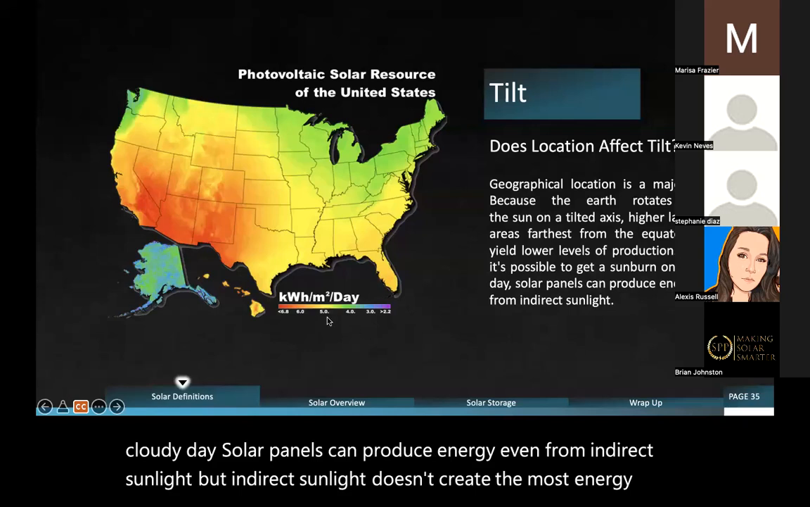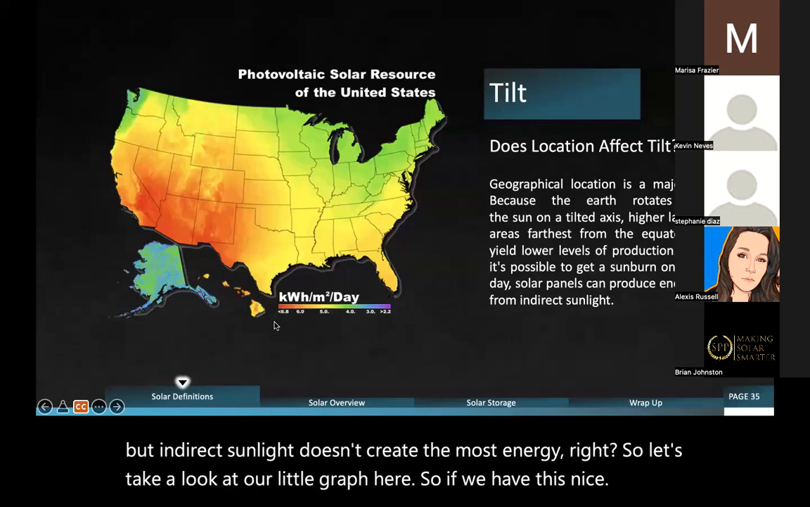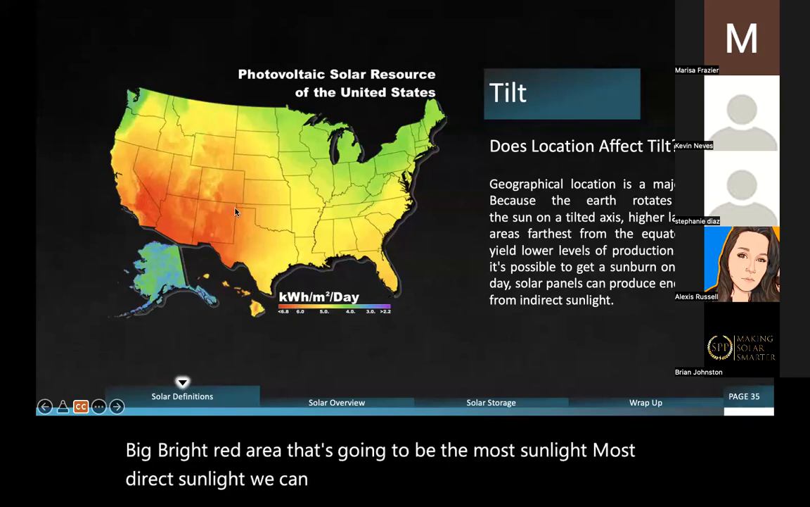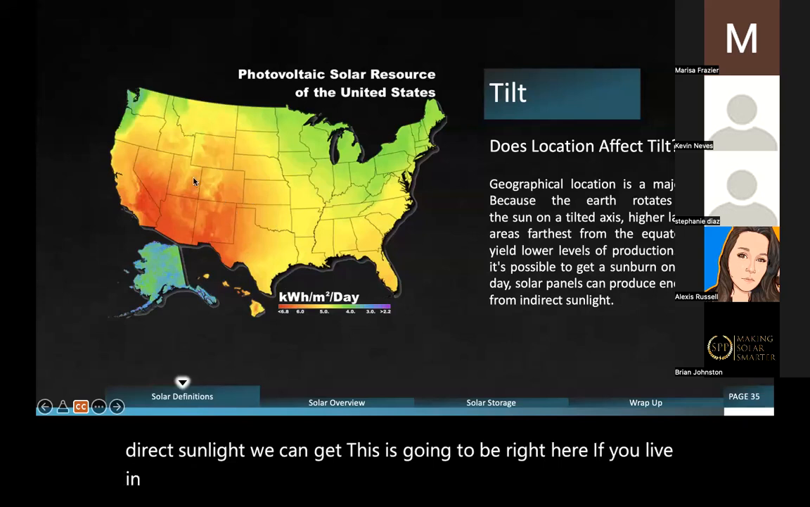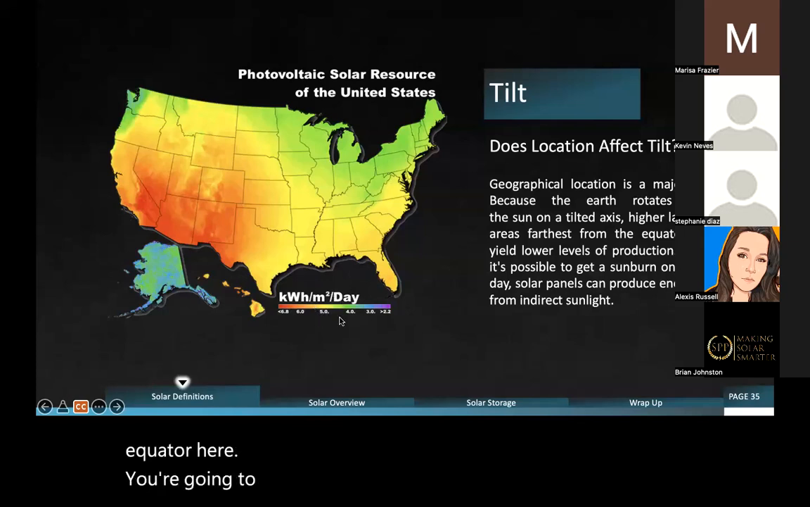So let's take a look at our little graph here. If we have this nice, big, bright red area, that's going to be the most direct sunlight we can get. It's going to be right here. If you live in these areas, you know we're not lying. Then if you look over here, because of where we're at on the equator, you're going to see different yields for the sunlight.